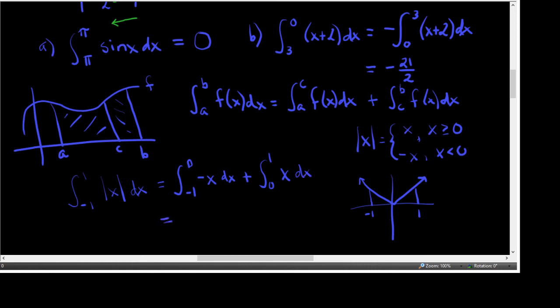And then, of course, we have two triangles. So the absolute value of -1 is 1, the absolute value of 1 is 1. So those are the heights of our two triangles. So 1/2 base times height, 1/2 of 1 times 1 is 1/2, plus the other triangle, 1/2 base times height, 1/2 times 1 times 1 is another 1/2, which makes our answer 1. Okay.